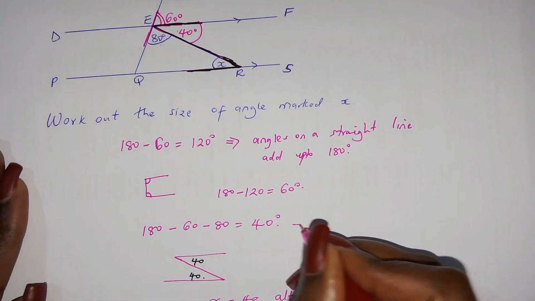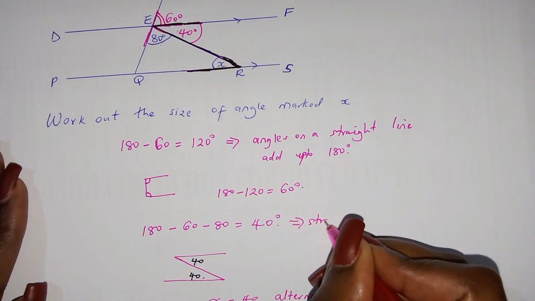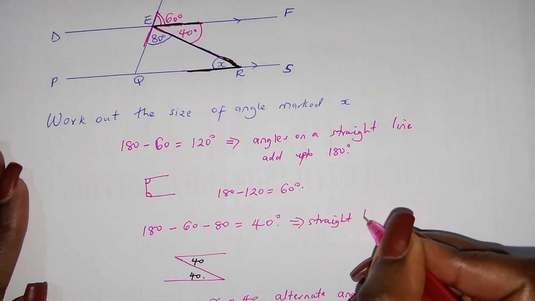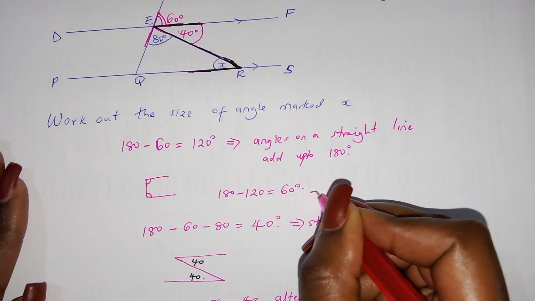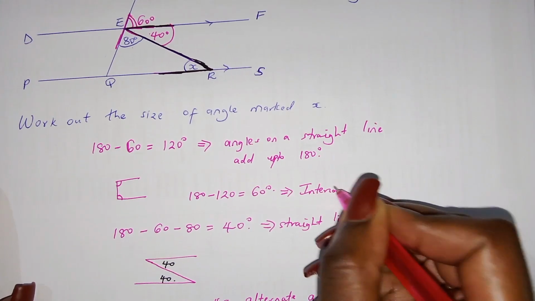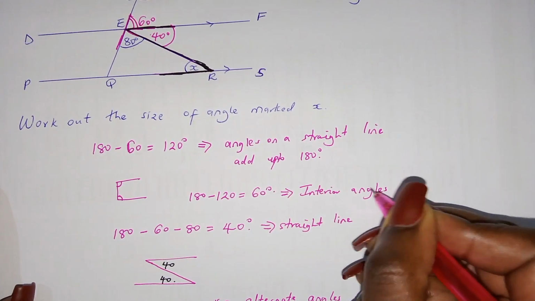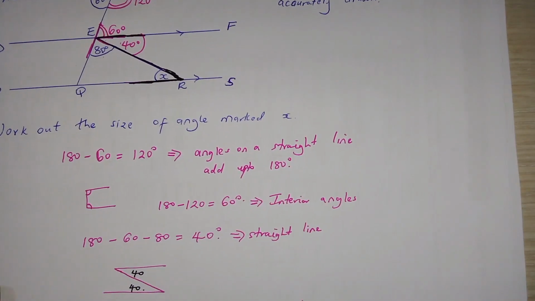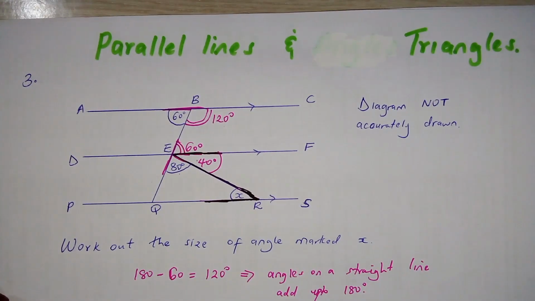So and then this one we said it was a straight line. And then this one we said it is interior angles. Okay, so now let's go on to question number 4.